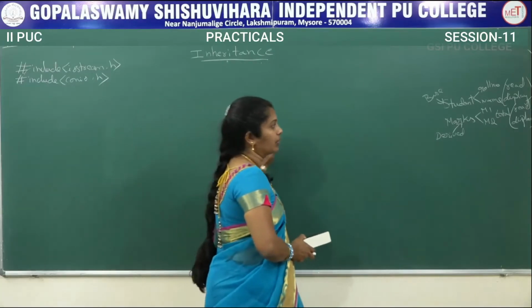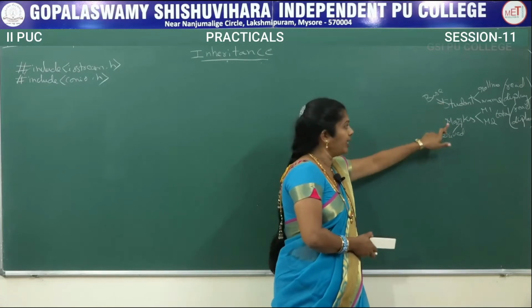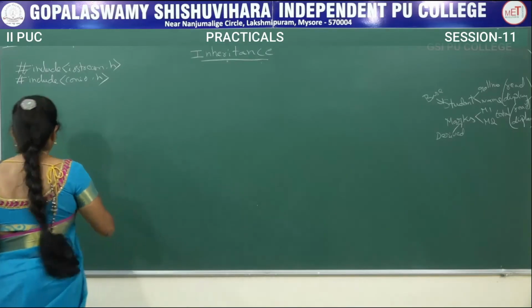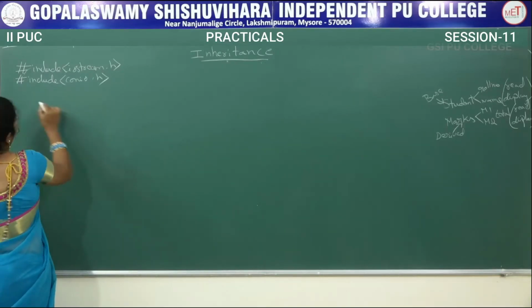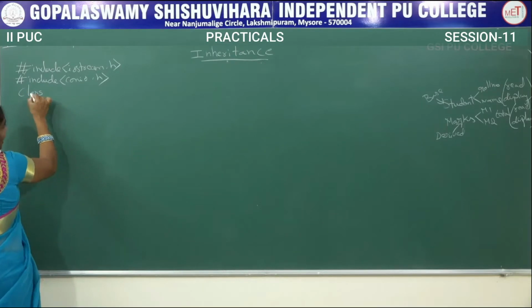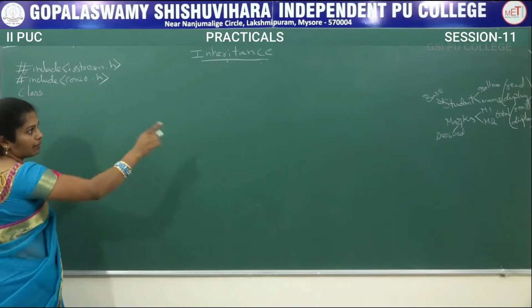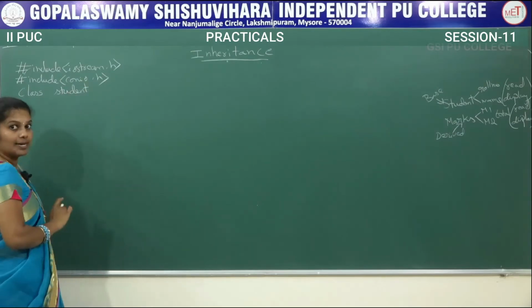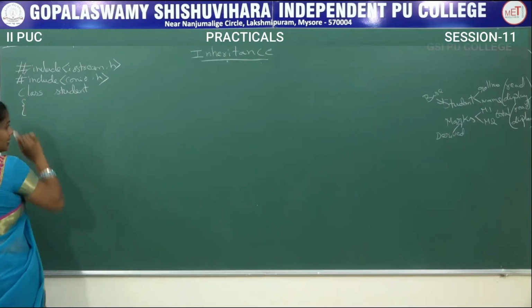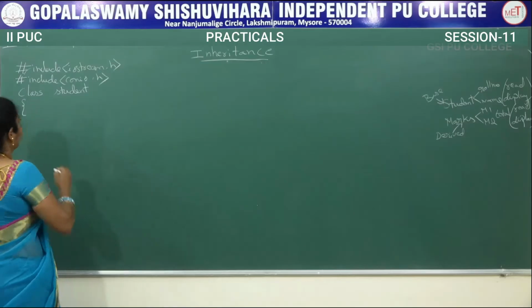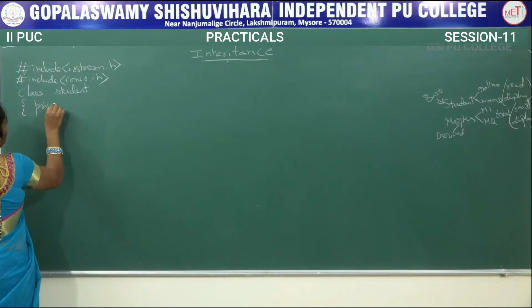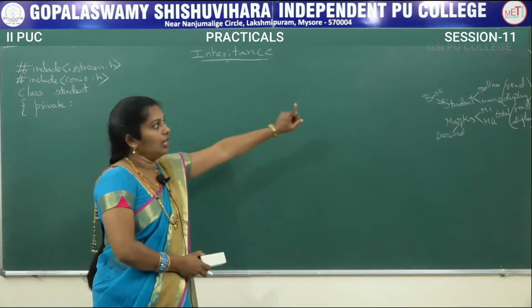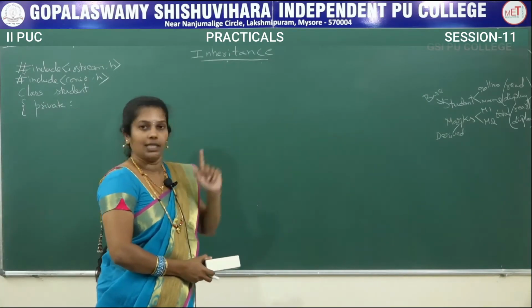What is the aim of our program? We have to create two classes, one is student and one more is marks. First I am going to create the base class student. How to create a base class student? First start with the keyword class. The base class name I am going to write as student. Student is the base class. In the private section we have to declare the variables. The first variable is roll number and the second data member is name.